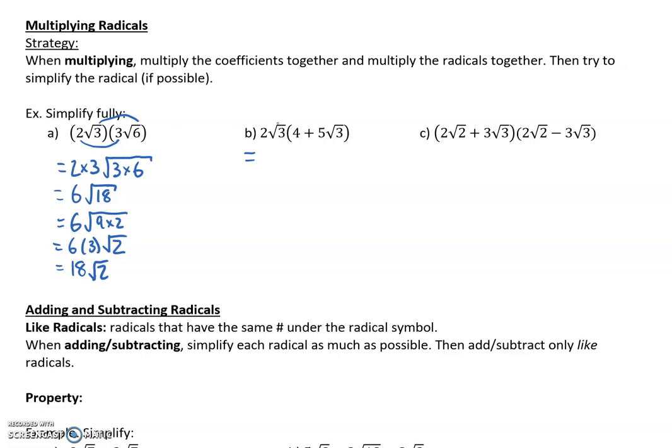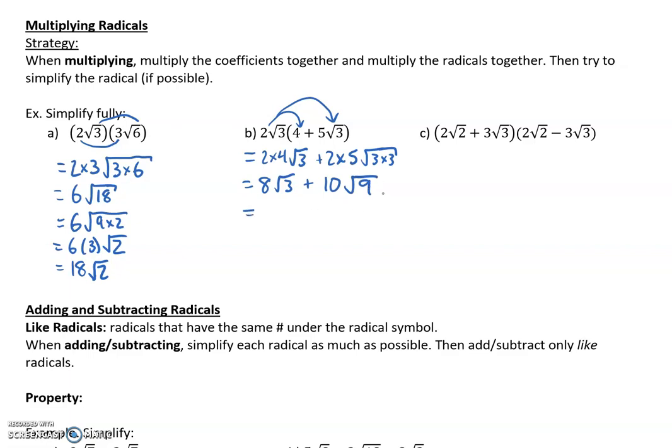The next one here is we're going to expand this by the first term and this by the second term. And so we're going to get 2 times 4, and we're going to be left with that root 3. And then we're going to go 2 times 5, and then root 3 times root 3. So that's root of 3 times 3 under the square root. 2 times 4 is 8. 2 times 5 is 10. And then we're left with root 9 over here.